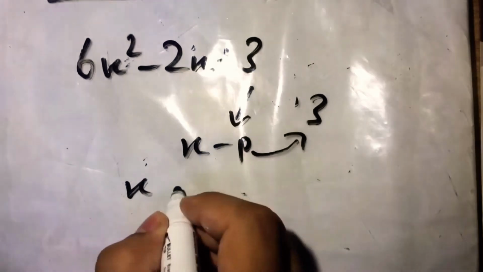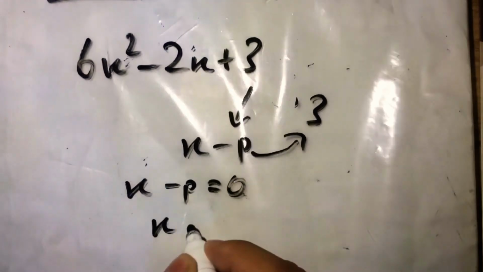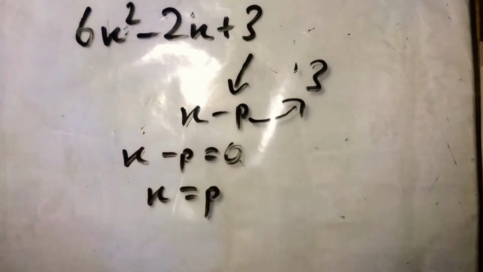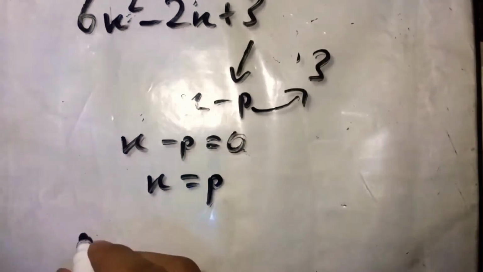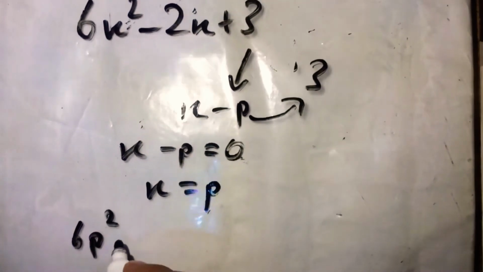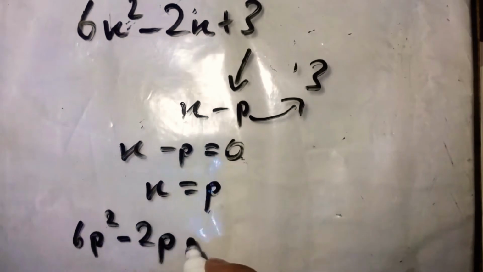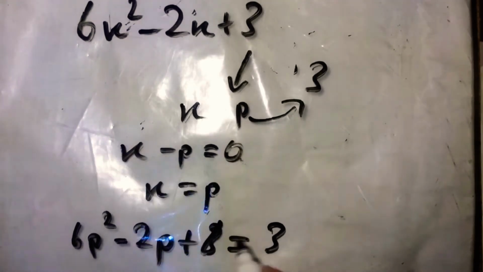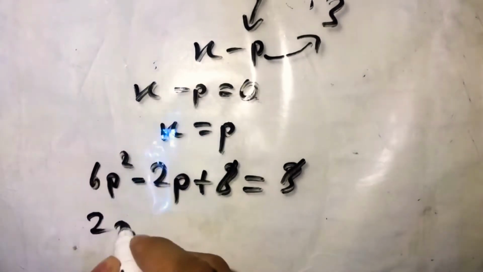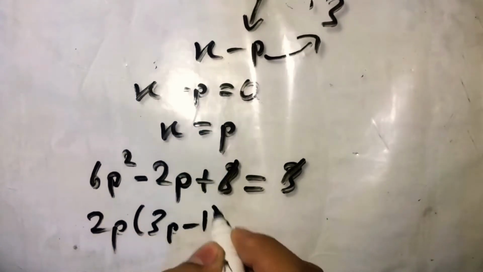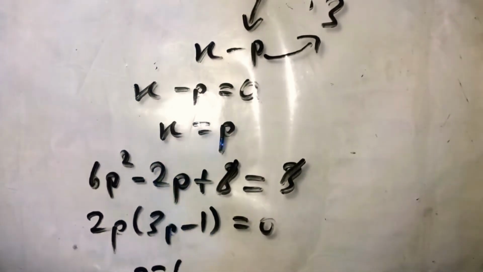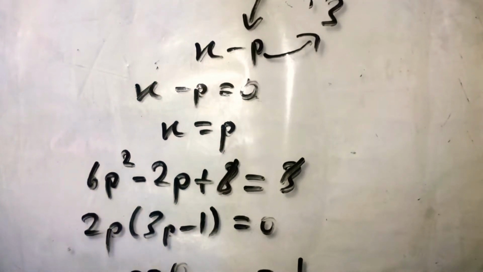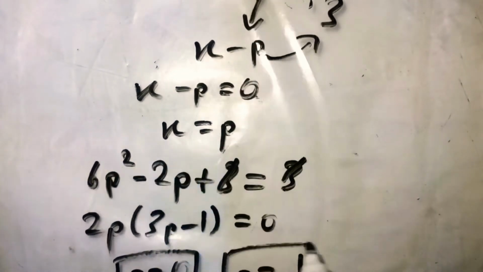Now what we'll do is we'll write x minus p equals 0, x equals p. Now x will be replaced by p in the equation. So 6p square minus 2p plus 3. This leaves a remainder of 3. 3 and 3 get cancelled. Take 2p common. 3p minus 1 equals 0. p equals 0 or p equals 1 upon 3. So these are two possible values of p.